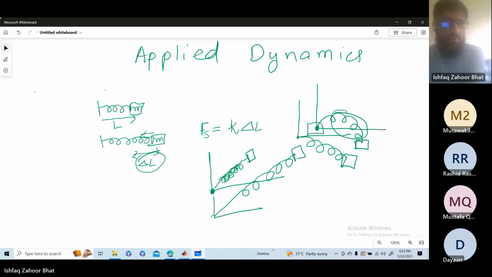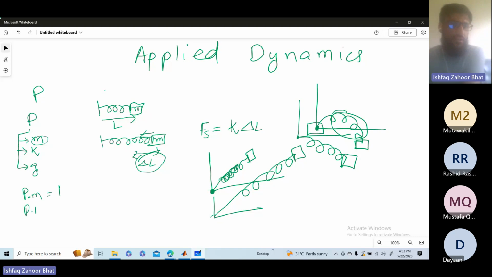Let us define a structure P. How will this structure work? We have a structure P, and inside this structure we have three things: mass, spring constant, and G, that is the gravity. How will I store the values inside this structure? I have to store the value of mass. The way we do it is P dot M equal to 1, P dot K equal to 2, say, P dot G equal to 10.